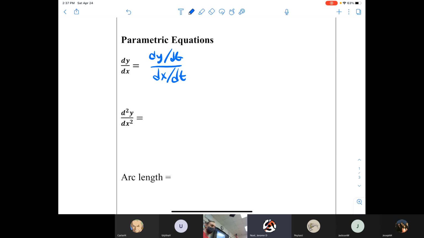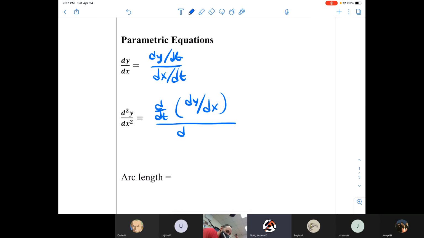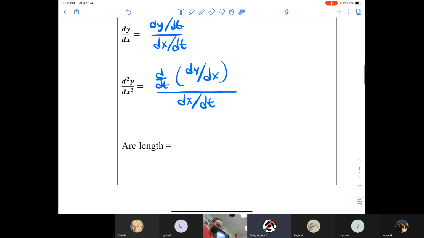What is the second derivative? d/dt of dy/dx divided by dx/dt. Now, remind me, what does this part up here, this d/dt, mean that you're supposed to do? You take the first derivative that you had here and now take its derivative with respect to t, and then divide all of that by the derivative of x, the original thing, with respect to t.